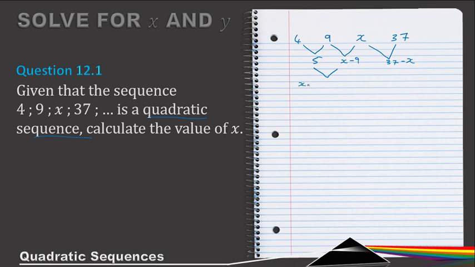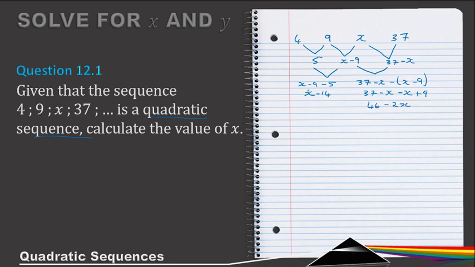So x minus 9 minus 5, and then this one and this one is 37 minus x minus 9. Okay, so let's maybe simplify this just, x minus 14, and then on this side 37 minus x plus 9, so this is 37 plus 9 is 46 minus 2x.